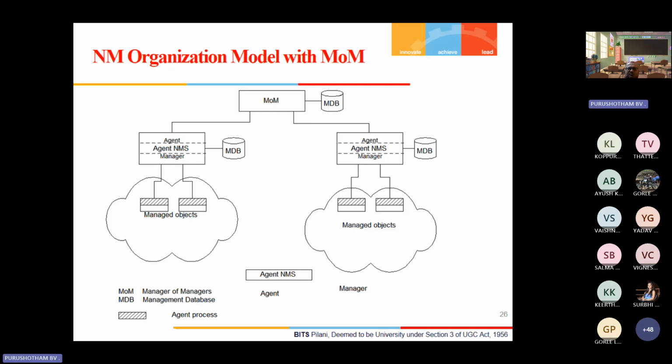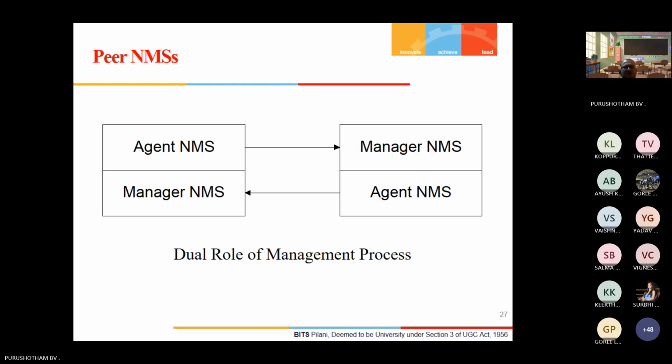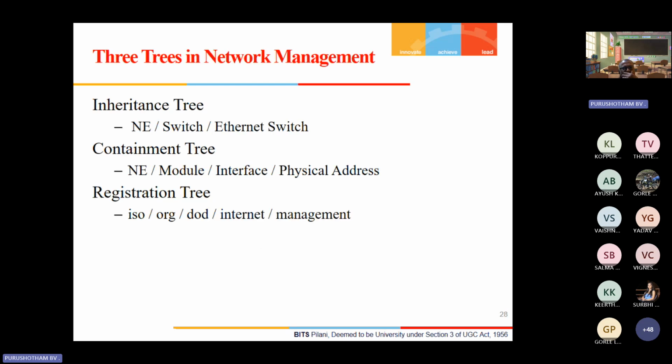Then there is also possibility like 3 tiers or 2 tiers things are there. Those things can be managed by the manager of managers. We call it as a MOM, manager of managers. So one element to another element, we can call it as a peer network management solution.